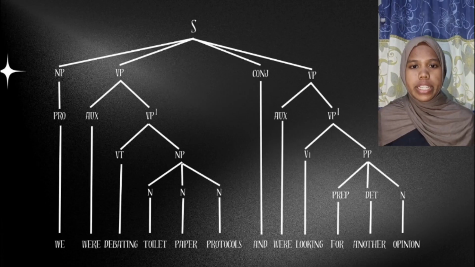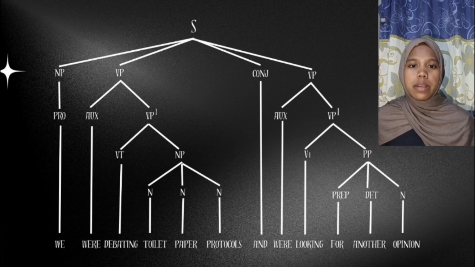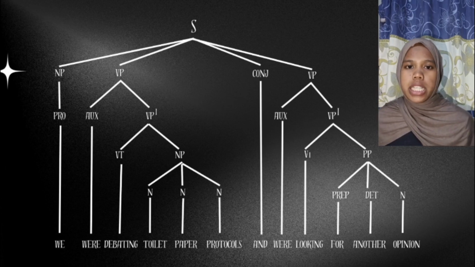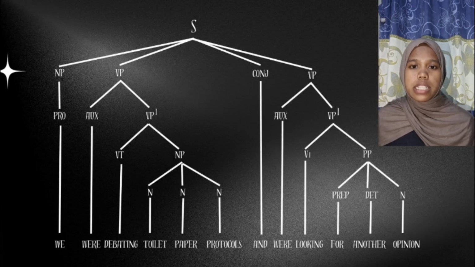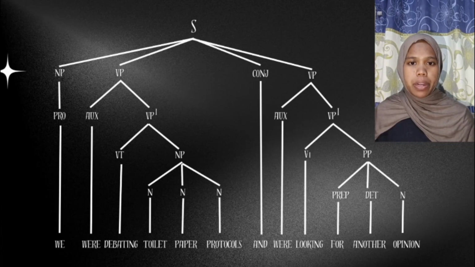The word we is a pronoun because it is a first person plural pronoun, meaning kami or kita, and it functions as the subject of the sentence. Next, in the second node, VP, we draw two branches, that is auxiliary and VP bar. Why do we use VP bar instead of directly drawing auxiliary, VT, and NP?